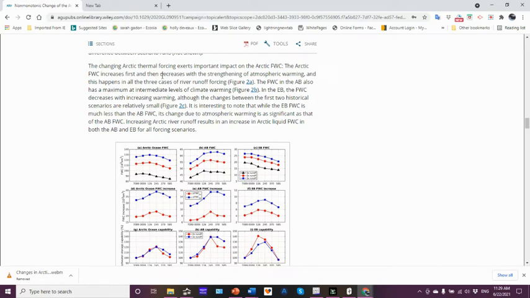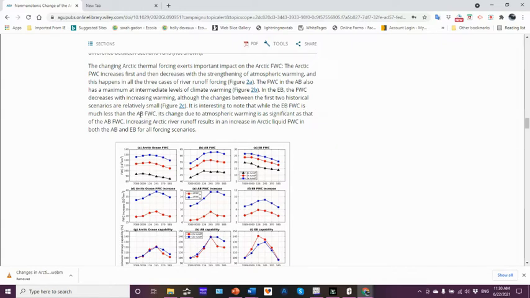The changing Arctic thermal forcing exerts important impact on the Arctic freshwater content. It increases at first, then decreases with the strengthening of atmospheric warming, and this happens in all 3 cases of river runoff forcing: 1 times the current amount, 2 times, and 3 times. The freshwater content in the Amerasian Basin also has a maximum at intermediate levels of climate warming. And it's saying, look at figure 2b, which is this right here. I'll go through that in a moment. In the Eurasian Basin, the freshwater content decreases with increasing warming, although the changes between the first 2 historical scenarios are relatively small.